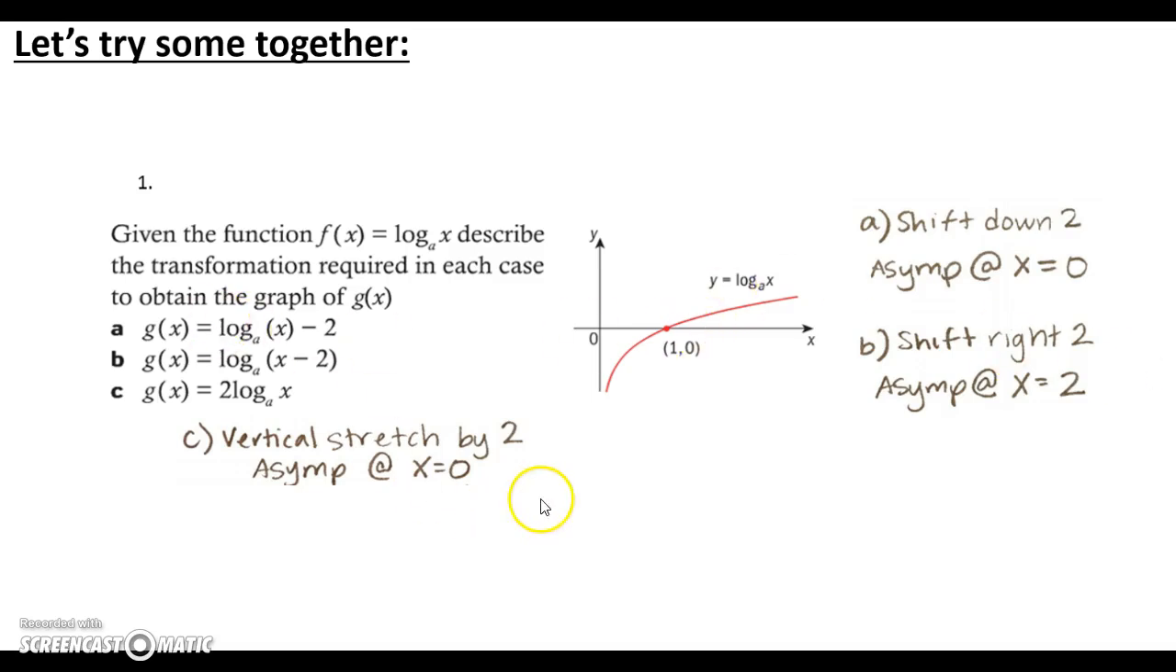So the first one, given the function, describe the transformations. In graph A, I am shifting the whole graph down 2. What's happening to the x here is nothing, so the asymptote here is at x equals 0. In part B, I'm shifting horizontally 2 units to the right, so then my asymptote is at x equals 2. In 3, I have a vertical stretch of 2, but my asymptote is going to be at x equals 0.